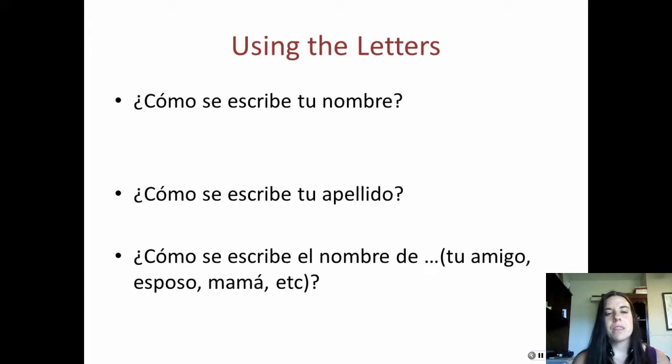C-A-R-I-L-O. The last question, ¿Cómo se escribe el nombre de tu amigo? How do you spell your friend's name? Or if you're married, ¿Cómo se escribe el nombre de tu esposo? That's your spouse. Mamá, your mom, or somebody else. So be prepared to answer these questions when we meet in Language Lab.